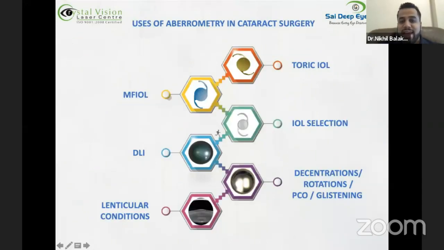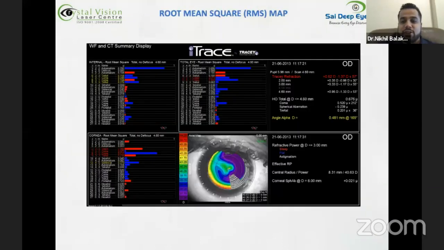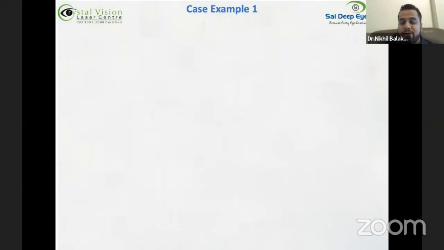Now, how does this help us in our cataract surgery? Starting off, we'll talk about how it helps us in toric IOLs. So here we see an aberrometry done on the iTrace. What we see here is that it gives us all three: the internal, corneal, and the total aberrations of the eye. Here, it also gives us a Tracey refraction and the higher order aberrations.